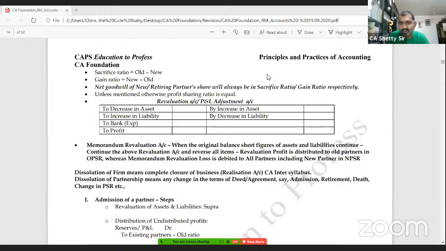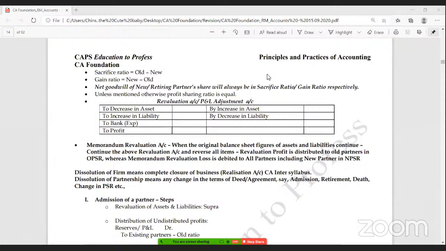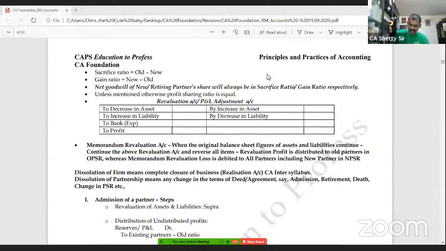What is old minus new called? Sacrifice ratio. As simple as that. Old minus new is equal to sacrifice ratio. You have credited them with the old ratio, debited with the new ratio. Old minus new is called a sacrifice ratio.